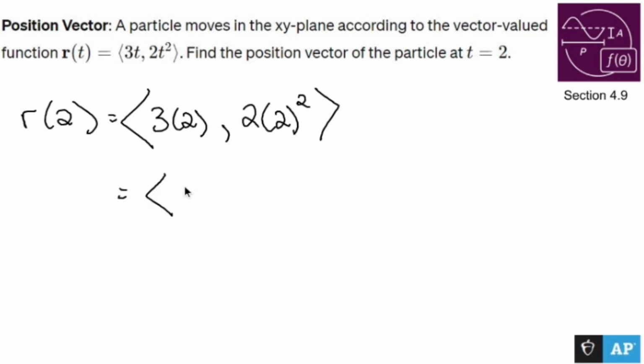It's going to end up being 6. That's going to end up being 4 times 2, which is 8. And there you have it. So whatever this means, you're given some kind of vector that goes like this or something like that. And after 2 seconds or whatever, you're right here, and that right here represents right 6, up 8. Fun stuff.